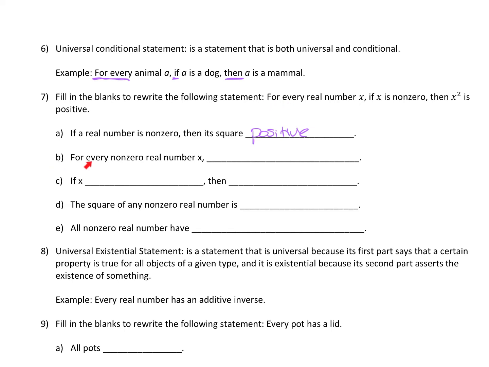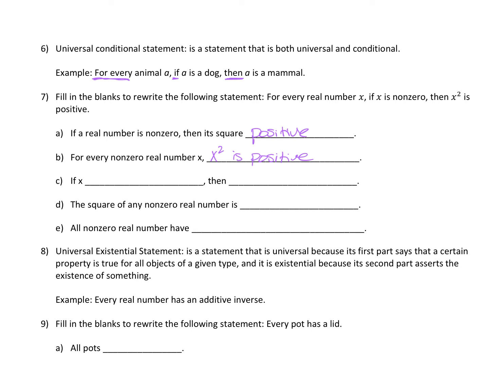All right, now in B, for every non-zero real number x, x squared is positive. Now we've made the universal piece explicit. We wrote for every, but we didn't write if-then. It's implied. Okay, it's implicit in this statement now.